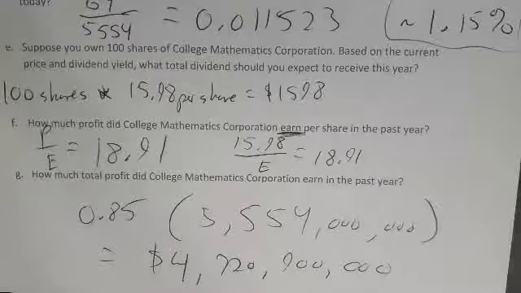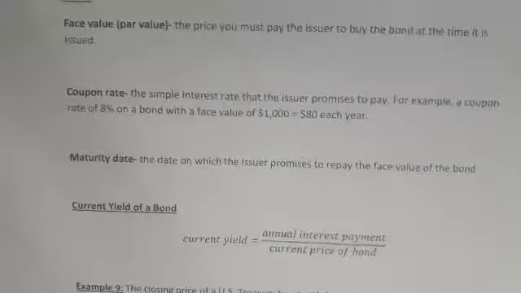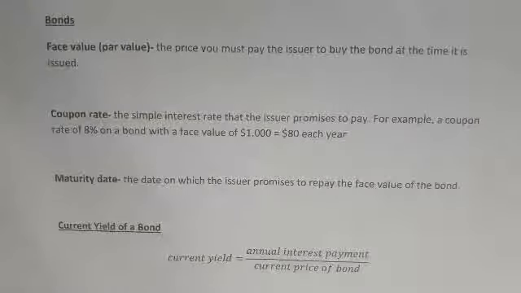And now we want to talk about bonds for a second. So bonds, there are a few things that we want to look at when we look at a bond. There's a face value or par value. That's the price you must pay the issuer of the bond to buy the bond. So that's the price you're paying for the bond. The coupon rate is a simple interest that the issuer promises to pay you. So if you get an 8% on a bond with the face value of 1,000, you're getting $80 each year. 8% of 1,000 is going to be 80. The maturity date is the date in which they promise to pay you back. The issuer promises to repay the face value of the bond.